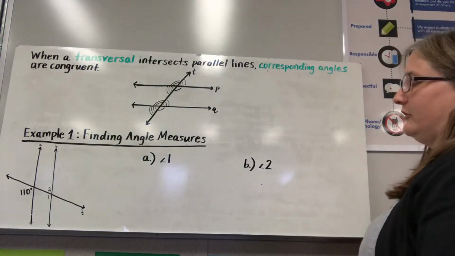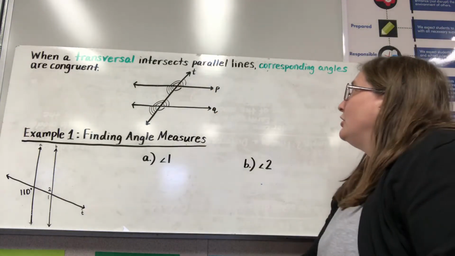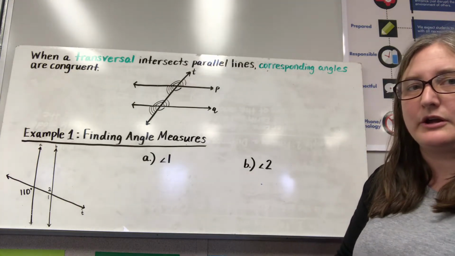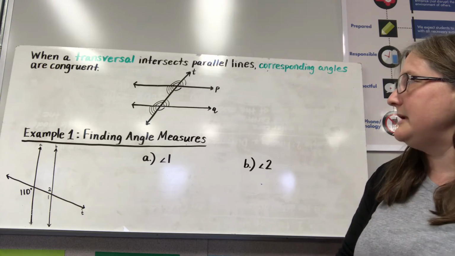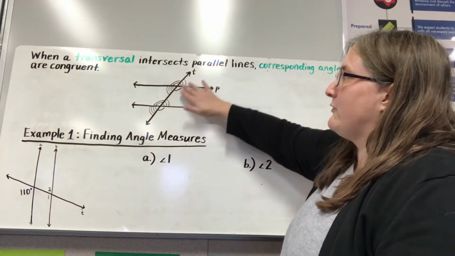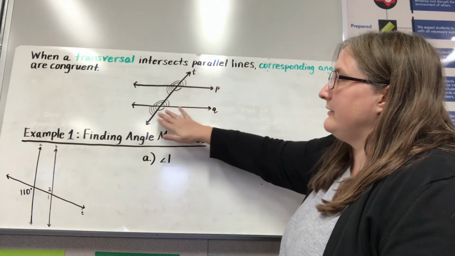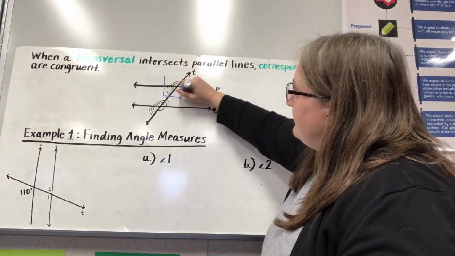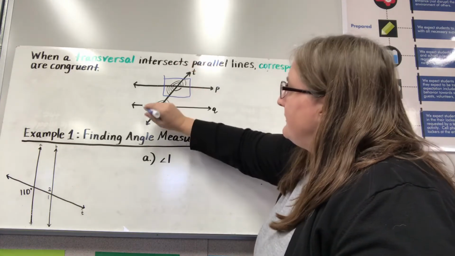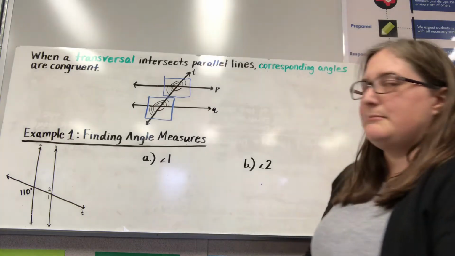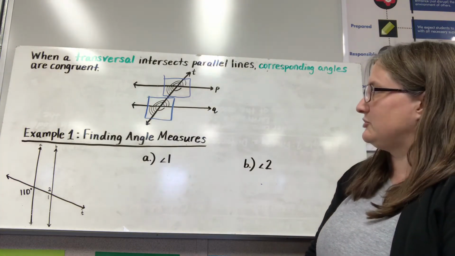When a transversal intersects parallel lines, corresponding angles are formed, and corresponding angles are congruent. So what do I mean by corresponding angles? I basically have a set of four angles up here and a set of four angles down here. So if I look at these four angles independently and I look at these four angles, I can match up the ones that are in the same position.